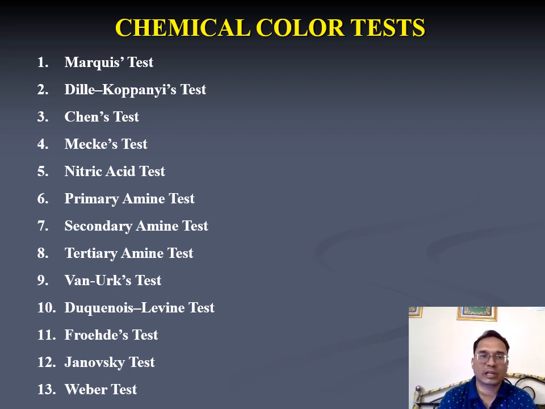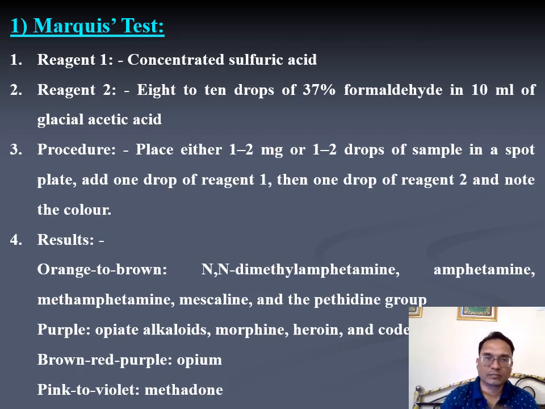The other important tests are Chen's test, Mecke test, nitric acid test, primary amine test, which is specific for the presence of amino group in the control substance. There will be a test for secondary amine group, tertiary amine test, Van Urk test, etc. For example, the Marquis test is very important test for identifying a control substance or the narcotics in the sample.